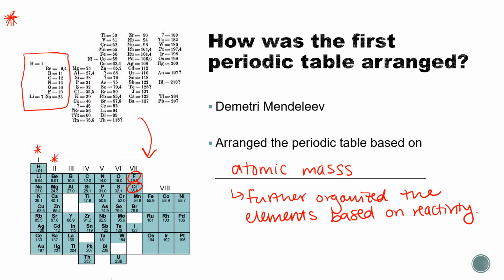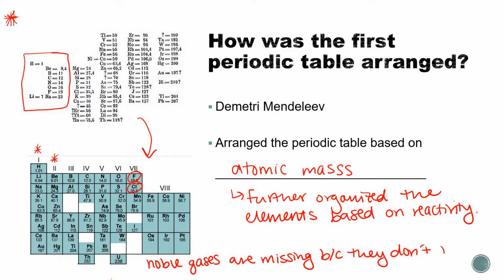So the family that's missing is actually going to be the noble gases. And the noble gases are missing because they don't react. Because remember, we learned during electron configuration that they are super stable. And so if they're not reacting, it's not possible for Mendeleev to have discovered them because he organized the elements based off of reactivity. So they hadn't been discovered yet because they do not react.